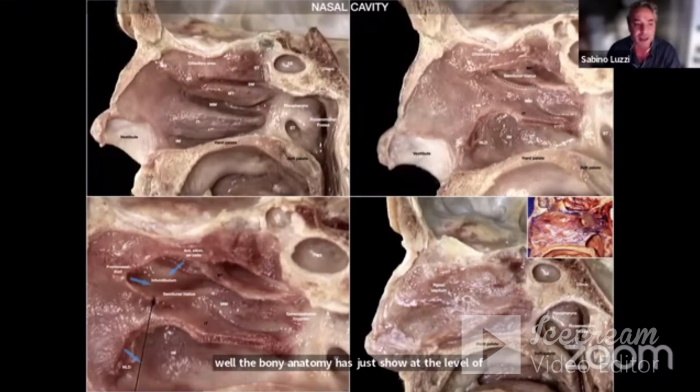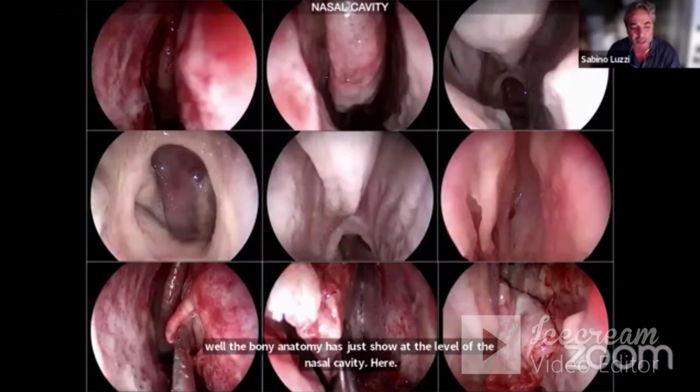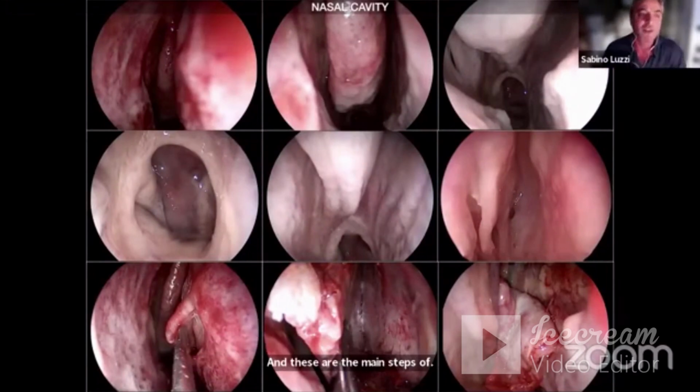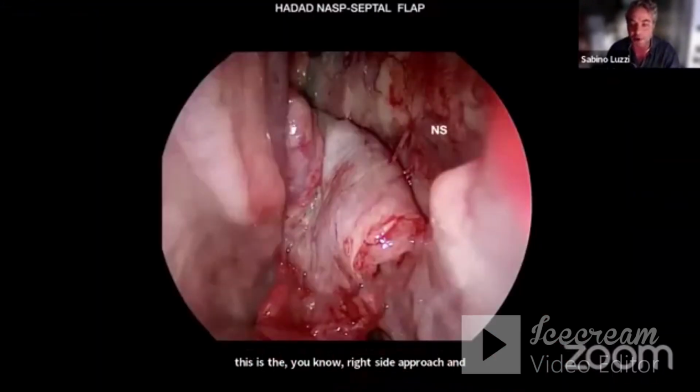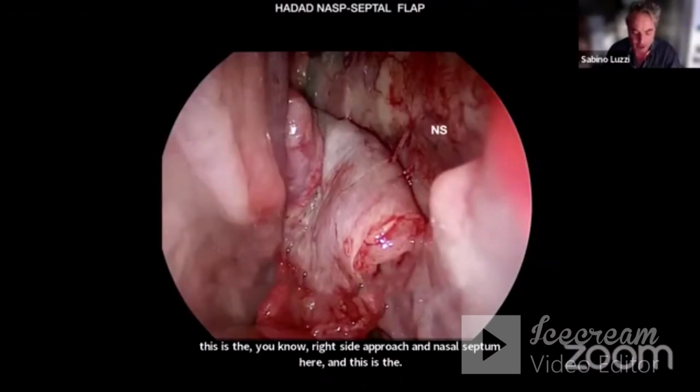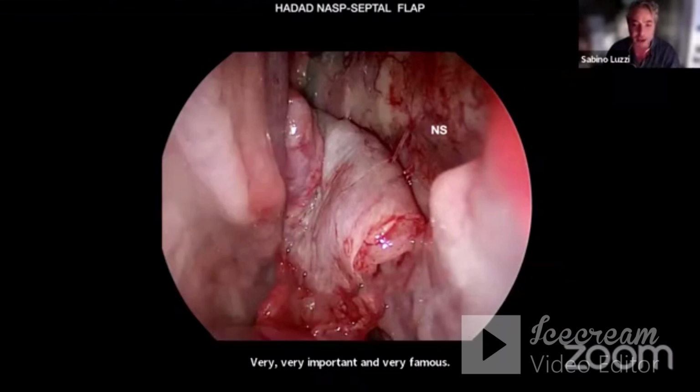And these are the main steps of the initial approach to the nasal cavity, the vestibule of the nasal cavity, and then we move forward. We identify the choana here, and we identify the inferior turbinate and the so-called inferior meatus, where the nasolacrimal duct opens. And then this is the right side approach, the nasal septum here, and this is the very, very important and very famous Hadad-Bassagasteguy nasoseptal flap that we routinely use for reconstruction of large defects of the skull base after endoscopic approach.